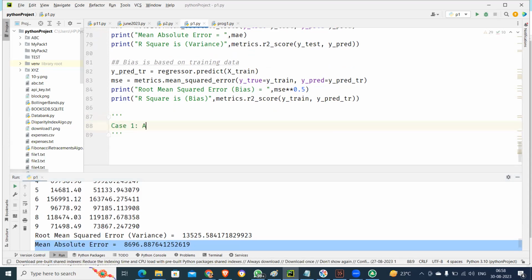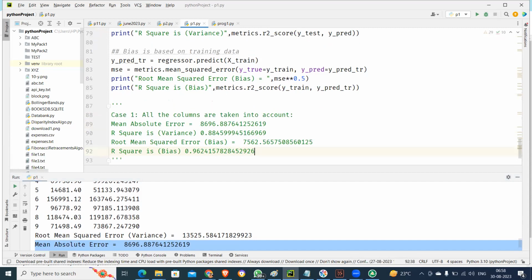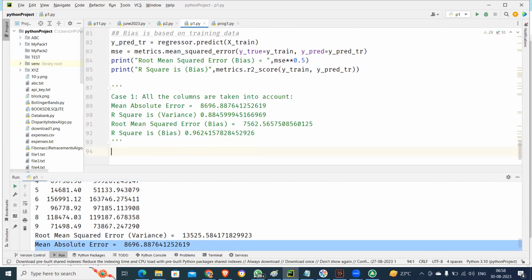Case 1, when all the columns are taken into account. Okay, perfect. So this we are done. But now the question comes here: are all these 5 columns important? Can we predict using 4 or 3 or 2 or 1, or are all 5 important? If you have 20, should you use all 20 or not?